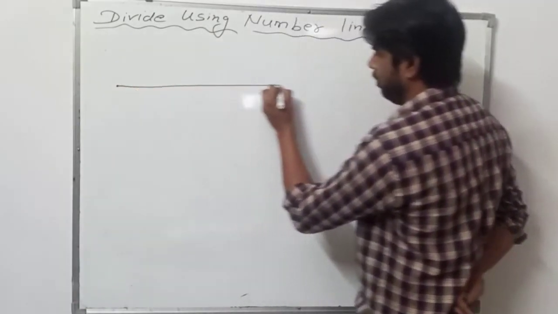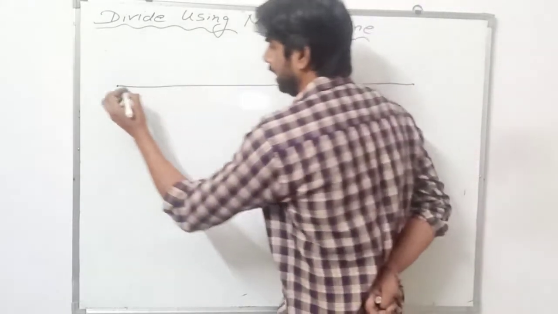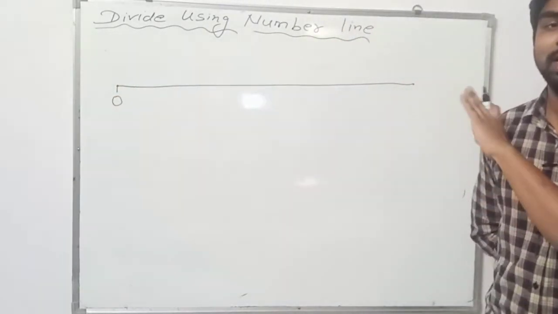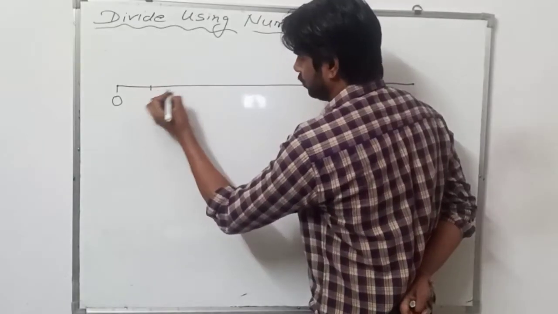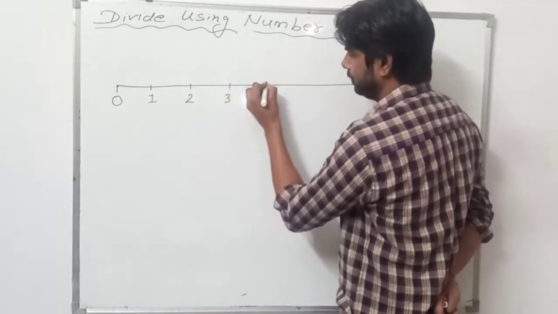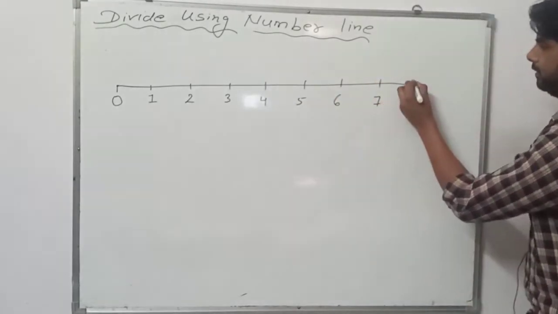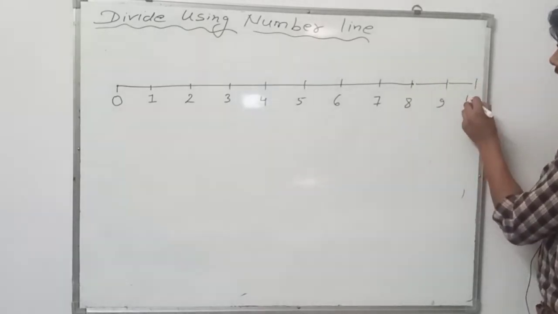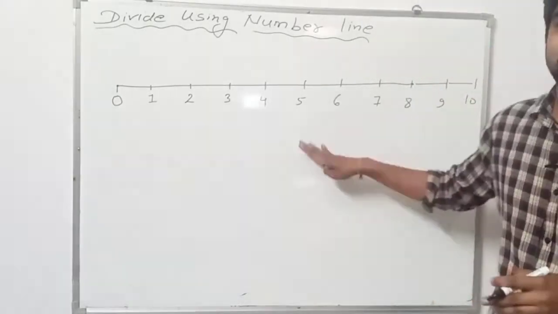Okay, a number line consists of a line on which there are different types of numbers. It starts from 0 and goes up to infinity, which means there is no end of the number line. There are equal divisions: 0, 1, 2, 3, 4, 5, 6, 7, 8, 9, 10 and so on. You can write any number on this number line.